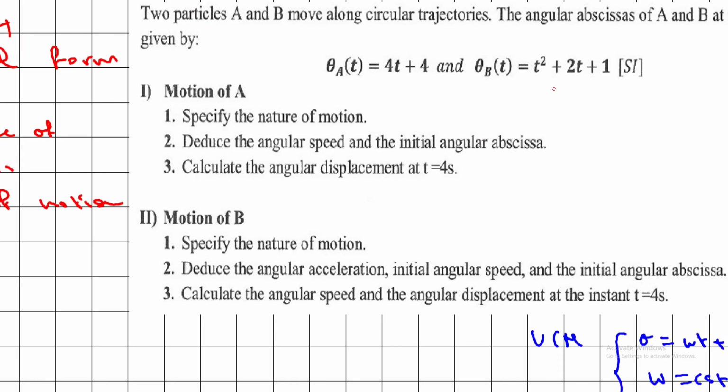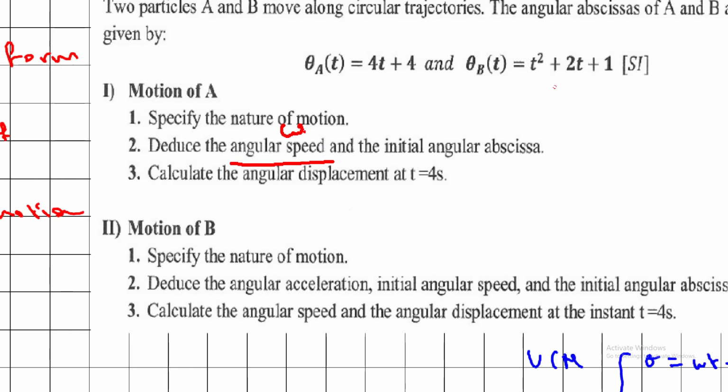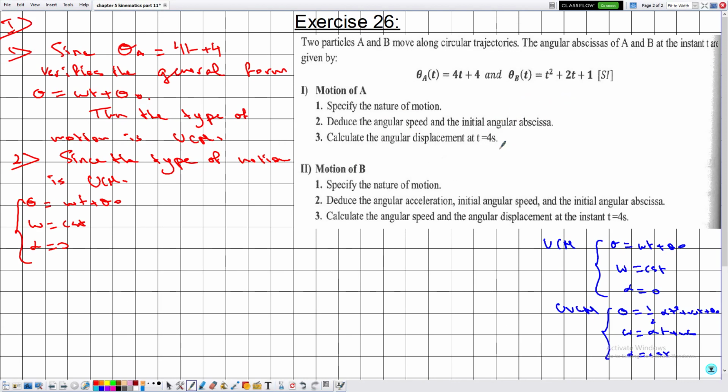We are interested in determining the angular speed, which is omega. The angular abscissa here, notice that this is s. So here let me change this and make it, because we don't know the radius, the angular position, and let me change this and make it the angular position as well.